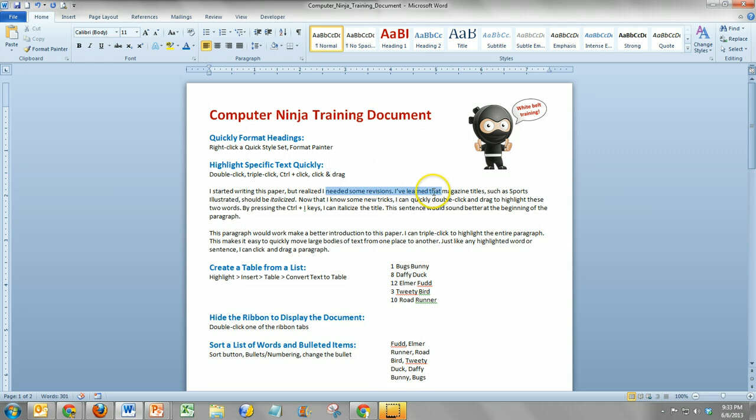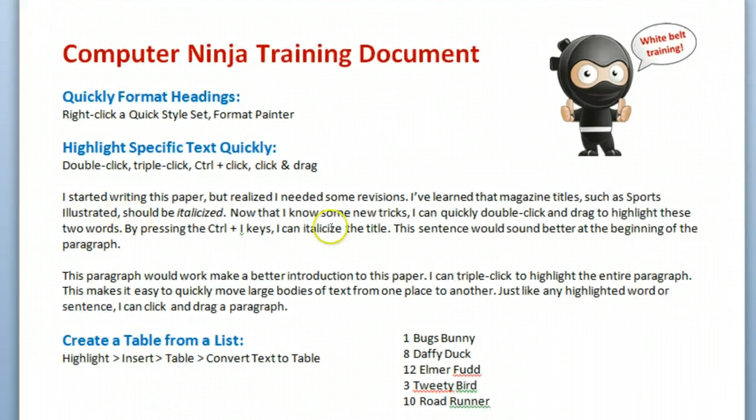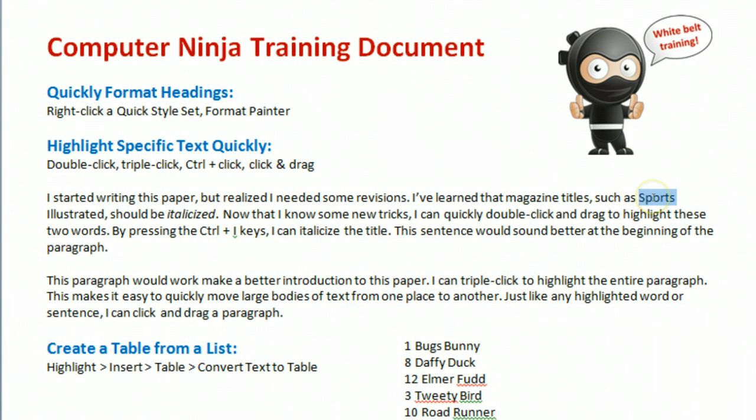And I can just keep grabbing as many words as I need, or if I've grabbed too many, I can just go backwards and not grab quite as many. As soon as I let go, those are the words that'll be highlighted. So, for example, if I want to highlight Sports Illustrated, I'm going to double click Sports, hold down the mouse button, and continue dragging to the word Illustrated. Double click and hold, go over to Illustrated, and let go. Now those two words are highlighted.